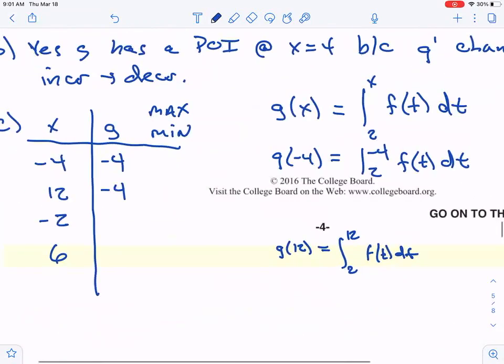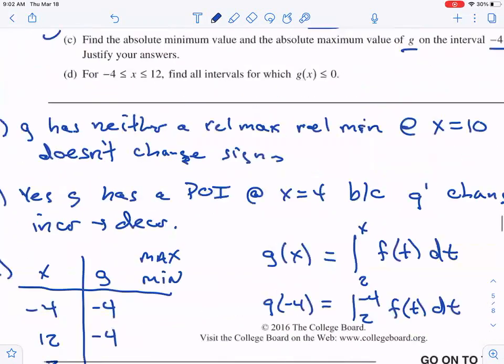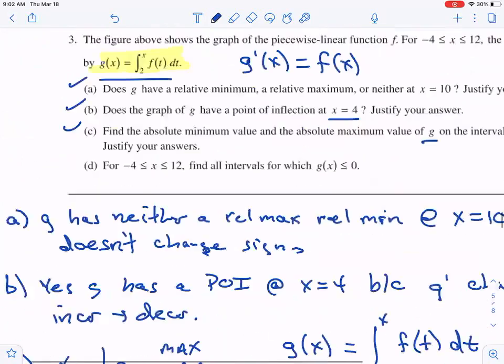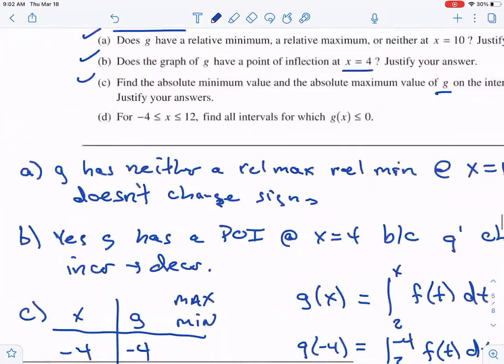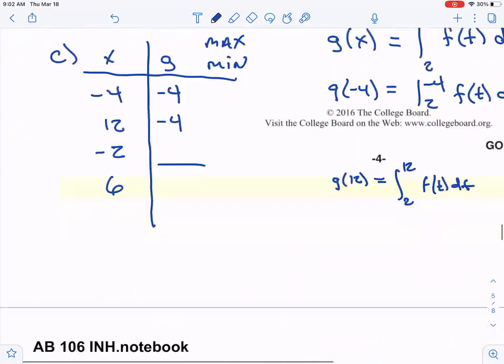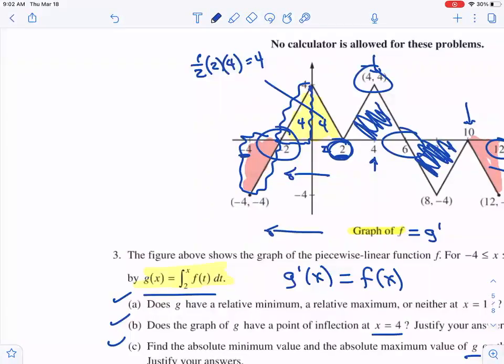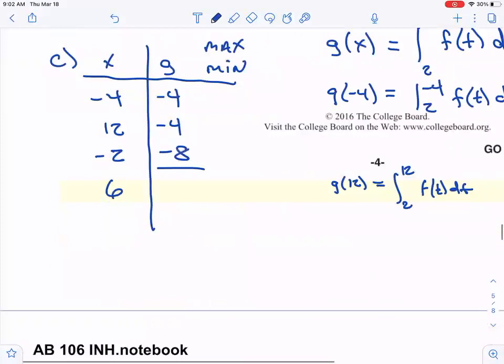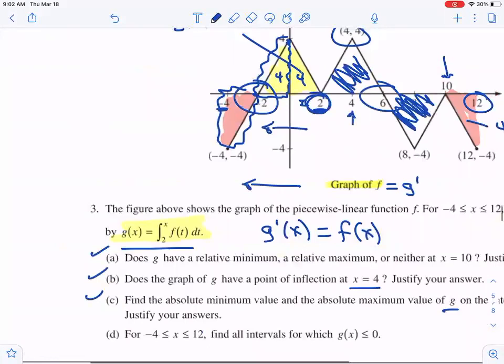Next one is -2. Okay? I'm not going to rewrite that. I'm just going to go from 2 to -2, from left to right. I know those two triangles are 4 and 4, so it's 8. Do I treat it as +8 or -8? -8. Okay? And then 6, I'm going from 2 to 6.